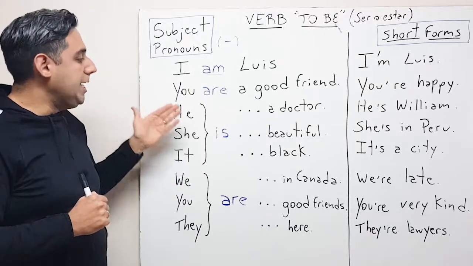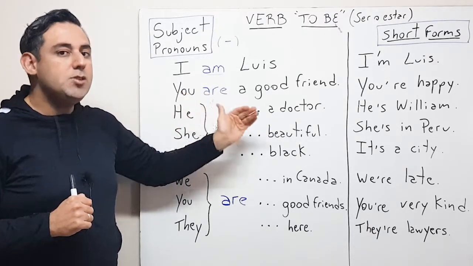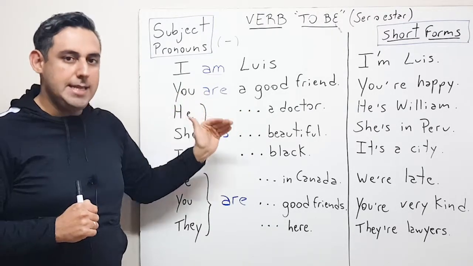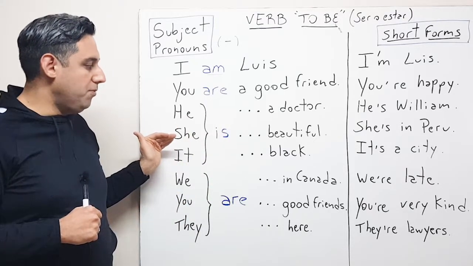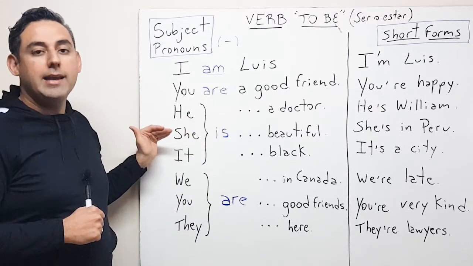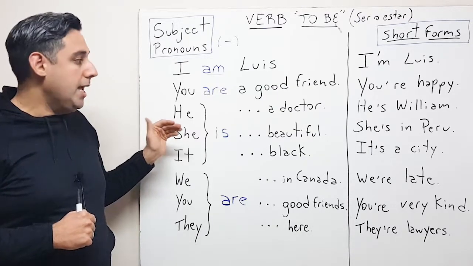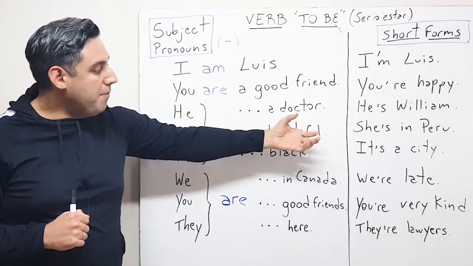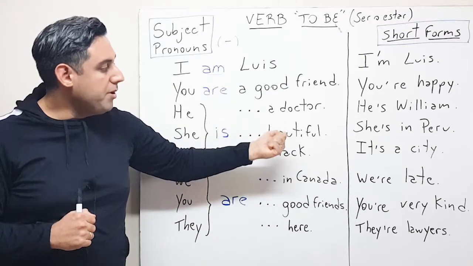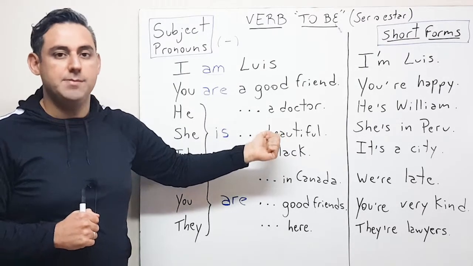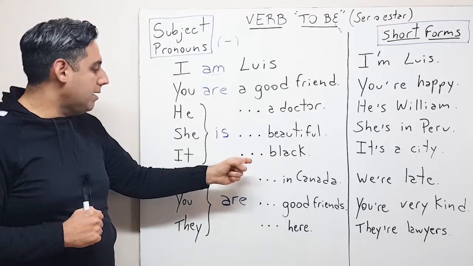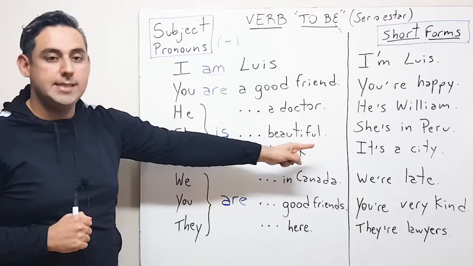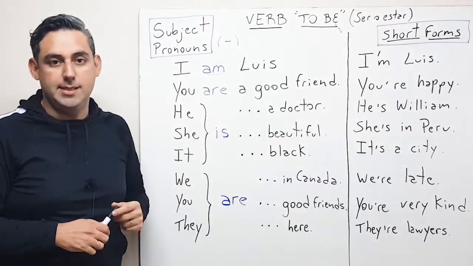Here, instead of saying, he is a doctor, we say, he's William, he's a doctor, he's, okay? It's not his, but he's, right? Instead of saying she is beautiful, I can say she's beautiful, she's. Instead of saying she is in Peru, when I create this contraction, I'm gonna pronounce it this way. She's in Peru, she's, right? It is black. I can say it's black. Or instead of it is a city, I can say it's a city, right?